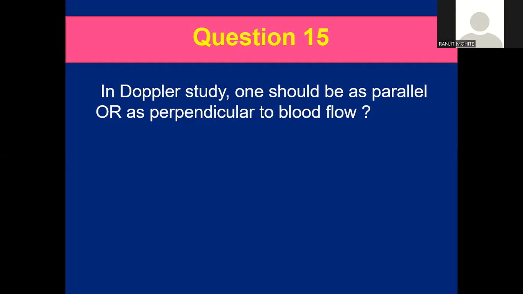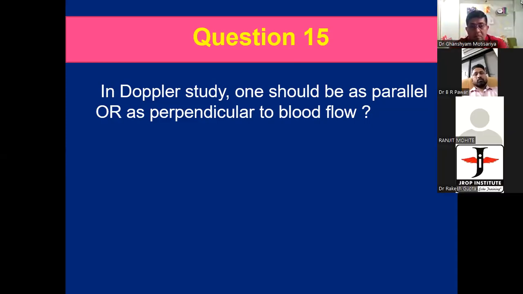Any scientific answer? If we are parallel to the blood flow, we get the maximum velocity. Can you explain it mathematically? Cosine of the angle. Cosine of 90 is 0. So if you are perpendicular, the Doppler measurement will be 0. And cosine of 0 is 1.